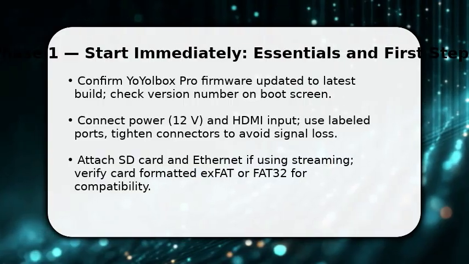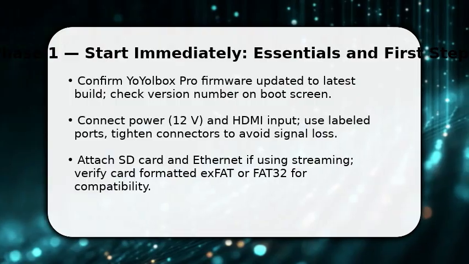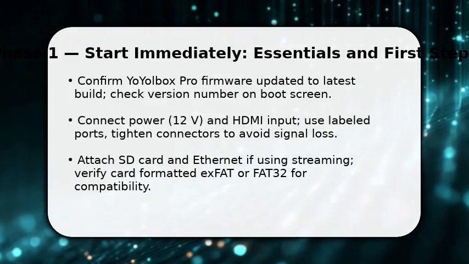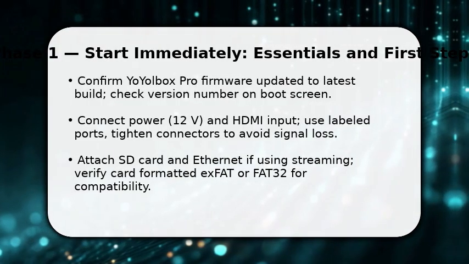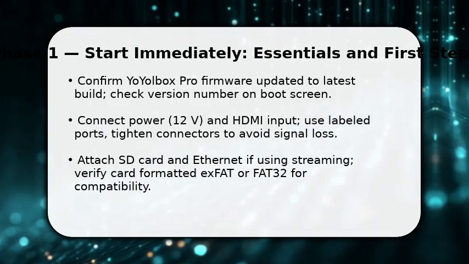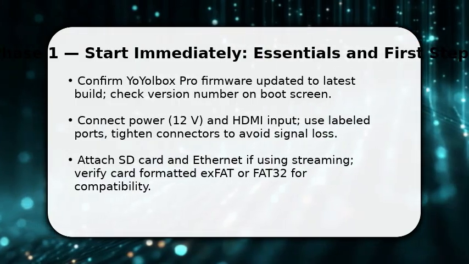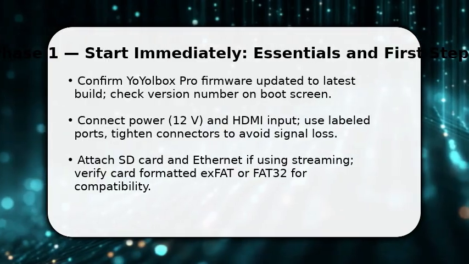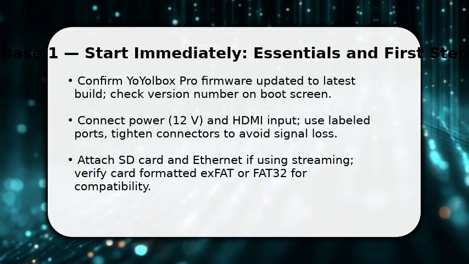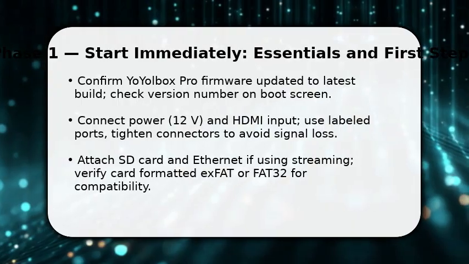You start by powering and positioning the Yolobox Pro. First, plug in 12V power and HDMI source. You need stable power to avoid interruptions. Once done, insert a correctly formatted SD card and connect Ethernet if you will stream. This ensures reliable recording and lower latency.